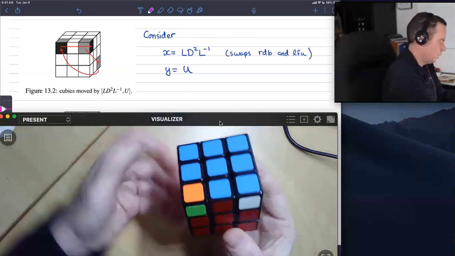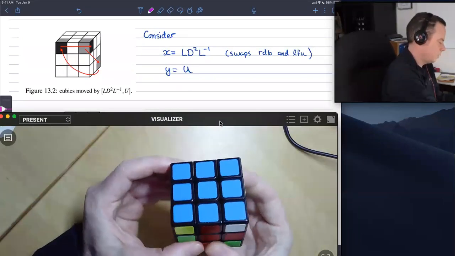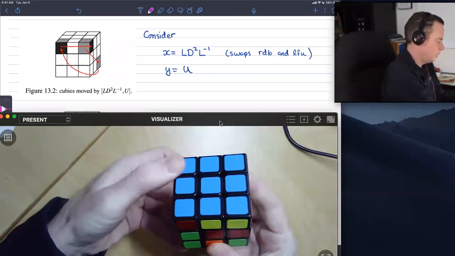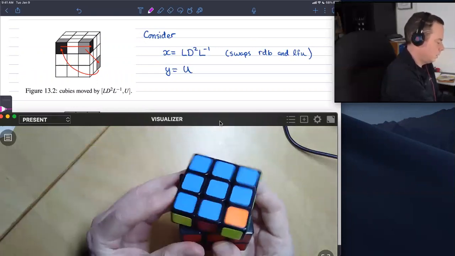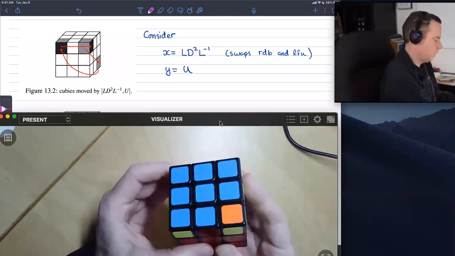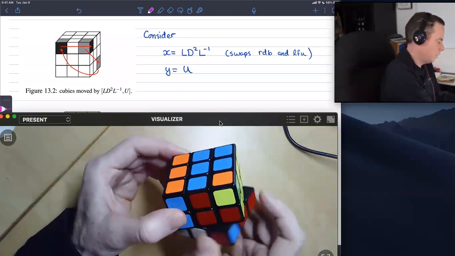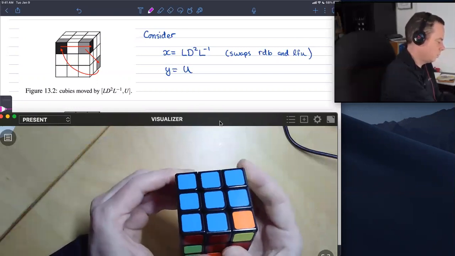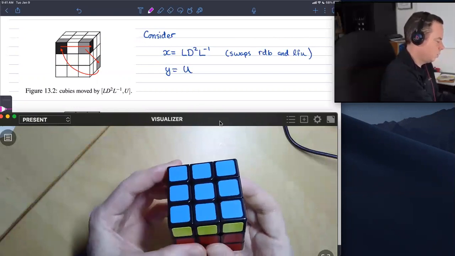I'll do it again. L, D squared, L inverse. That's the first move. U, L, D squared, L inverse. Undo U. So we've done it again, and we've just cycled them one more click. If I do it one more time, L, D squared, L inverse, U, L, D squared, L inverse, U inverse.